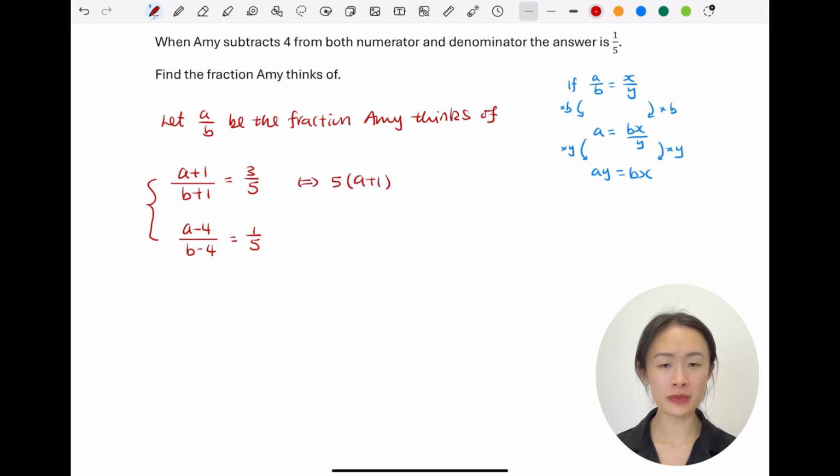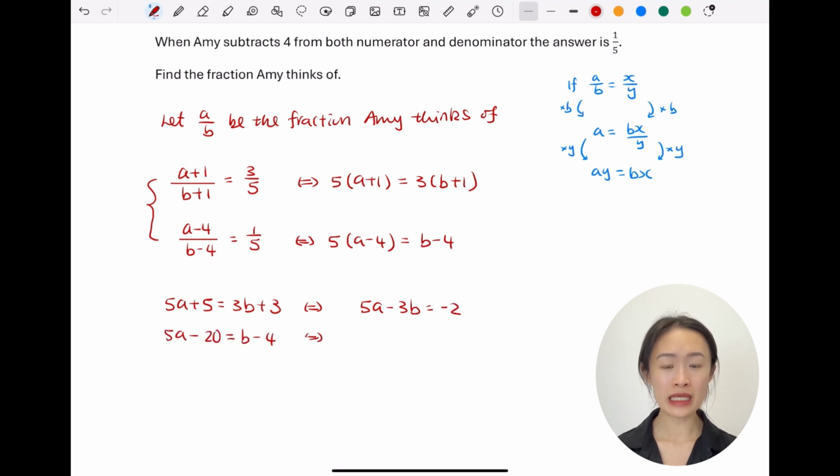Now a plus 1 needs to be in brackets because that is our numerator, is equal to 3 lots of b plus 1. Similarly, the second fraction, 5 lots of a take away 4 is equal to b take away 4. So now, with rearranging and simplifying the equation, we will have a simultaneous equation. 5a take away 3b is -2. 5a take away b is 16.